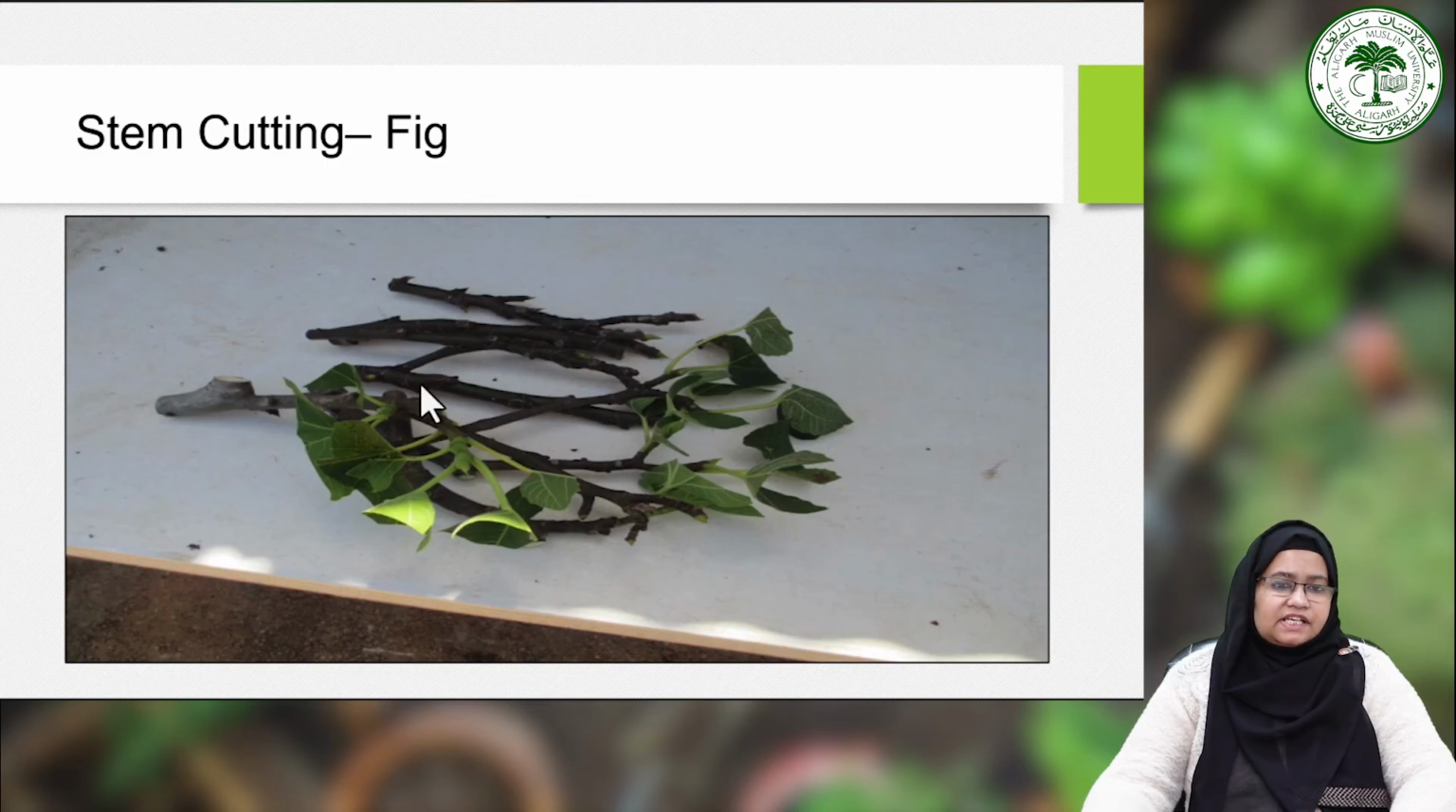In this image, we can see the fig, which is vegetatively propagated by stem cutting, and this is an example of a hardwood cutting. As we can see, a length of approximately 15 to 30 centimeter has been taken for the propagation of the fig plant.